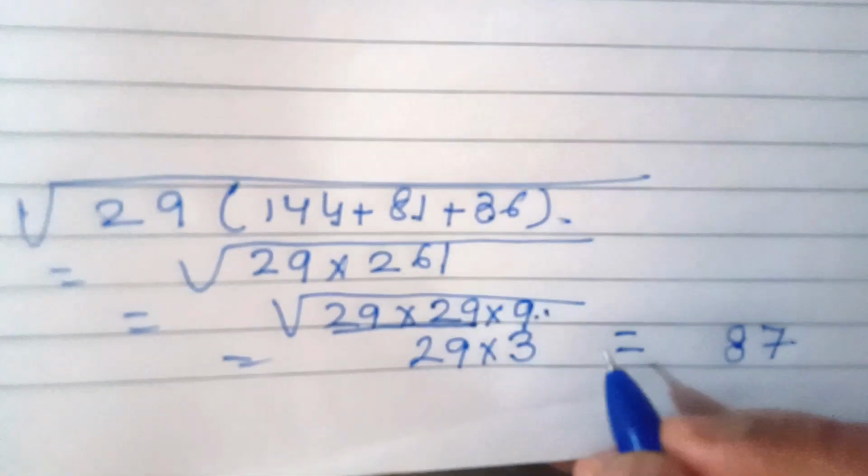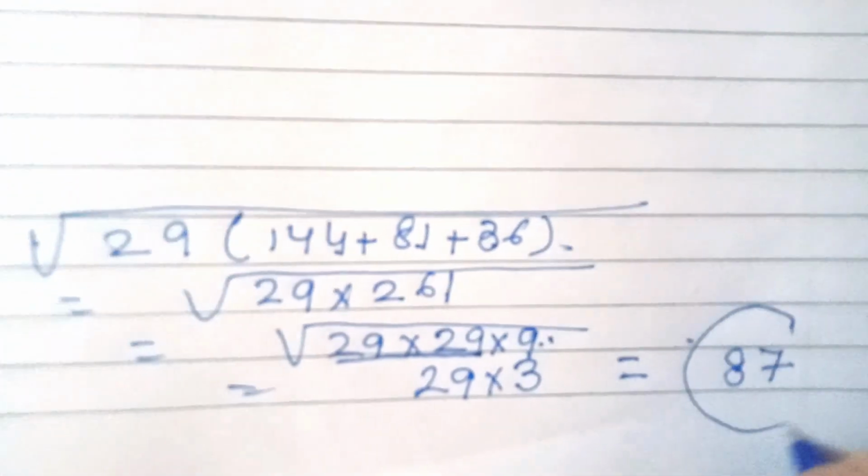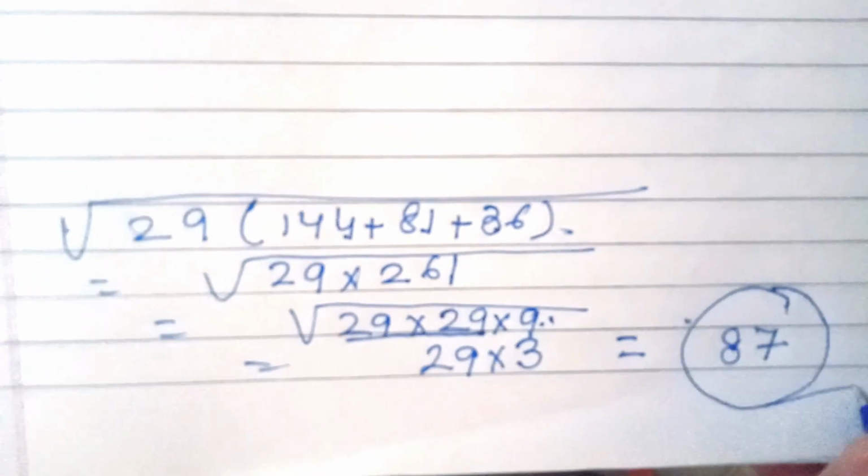So the value of under root a square plus b square plus c square is equal to 87, and hope you understood.